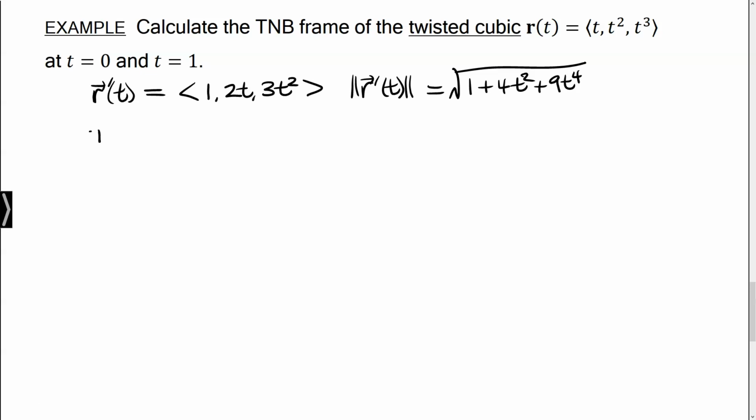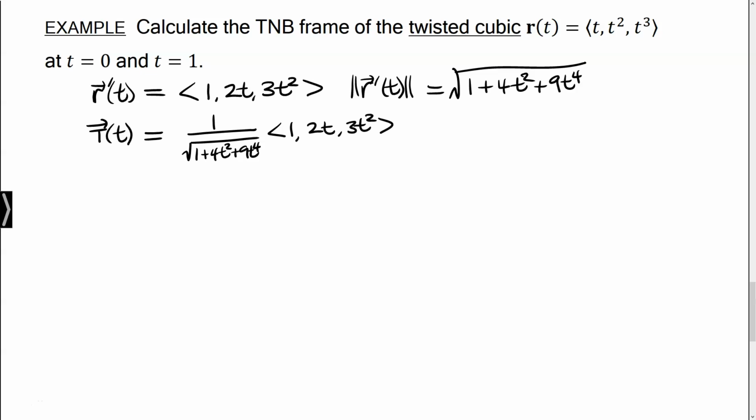That means the unit tangent is going to be 1 over that square root, 1 plus 4t squared plus 9t to the 4th, times 1, 2t, 3t squared. Okay, so far maybe it doesn't even look so bad now. We've got the unit tangent, we could plug in 0 and 1. But what about the unit normal?